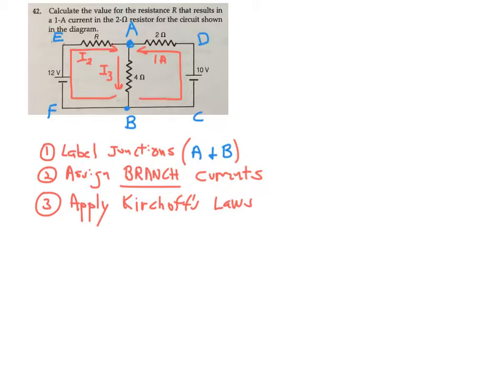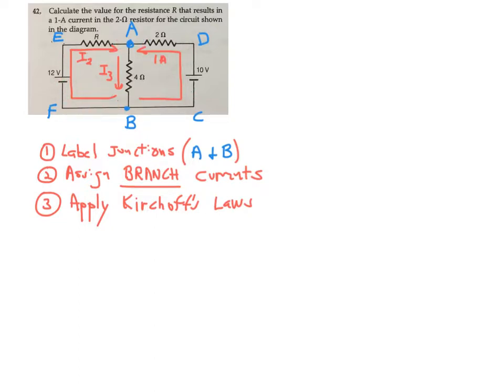What I first have done is I've labeled my junctions. There's only two junctions here, point A and point B. I've labeled some other points on the corners for when I do my loop rules, but A and B are the only junctions here. So there are branches that connect those. There's a branch here in the middle, this branch over here on the right, and a branch over here on the left.